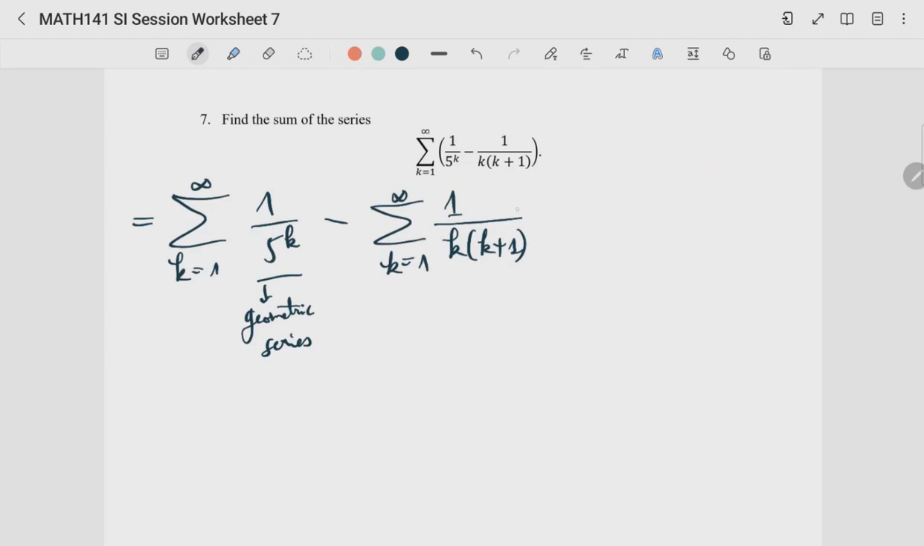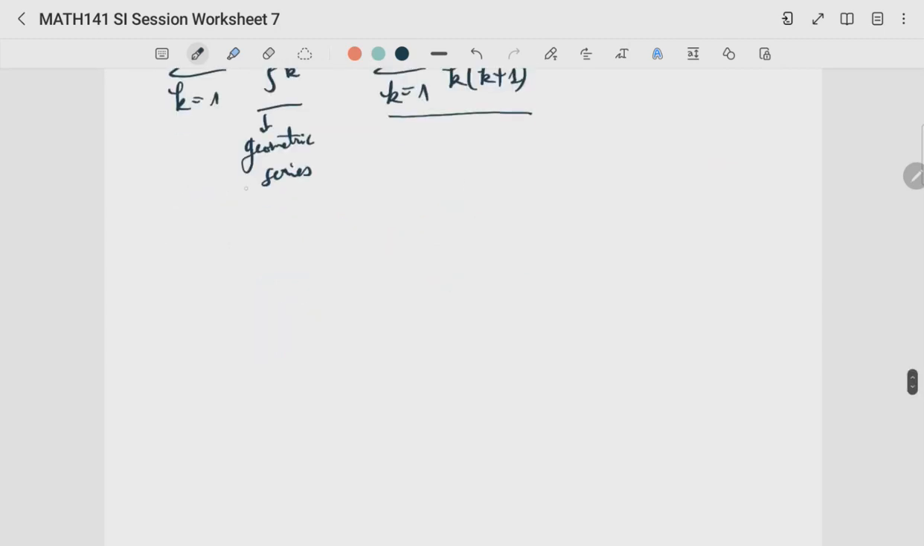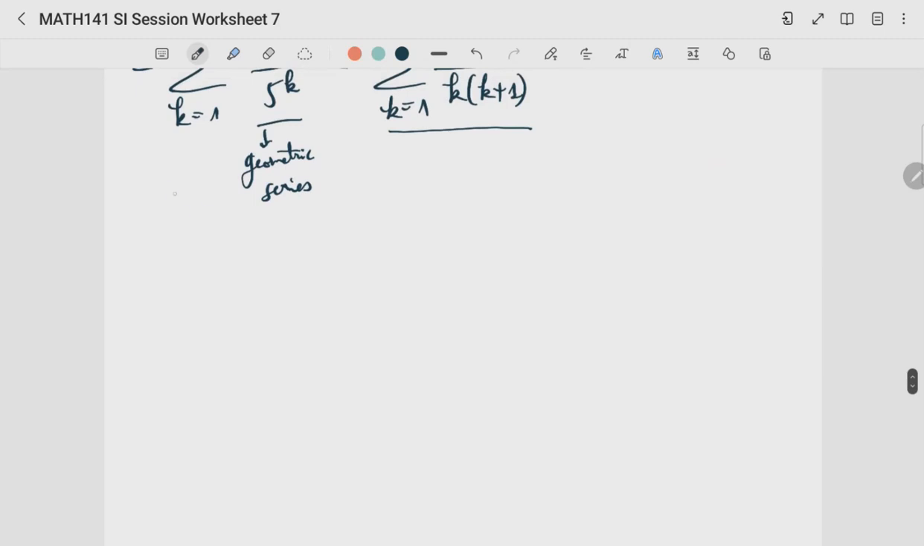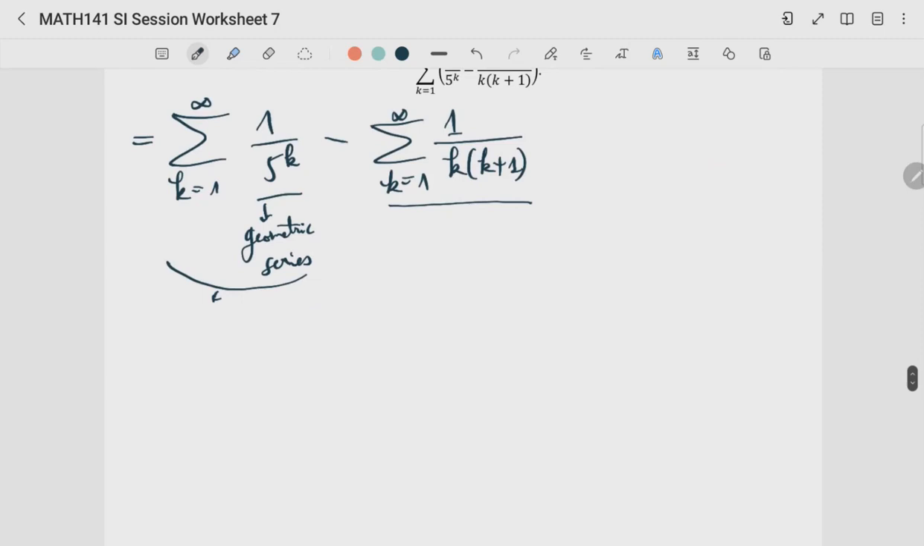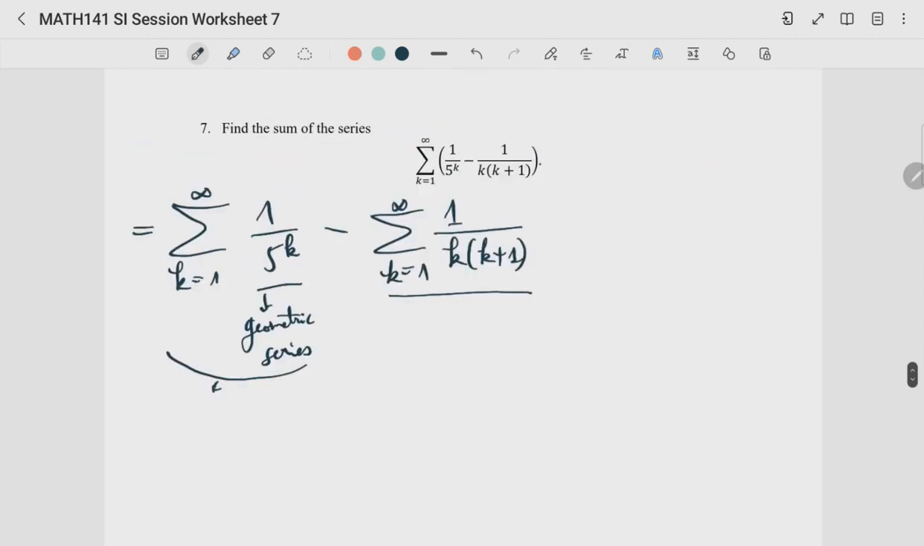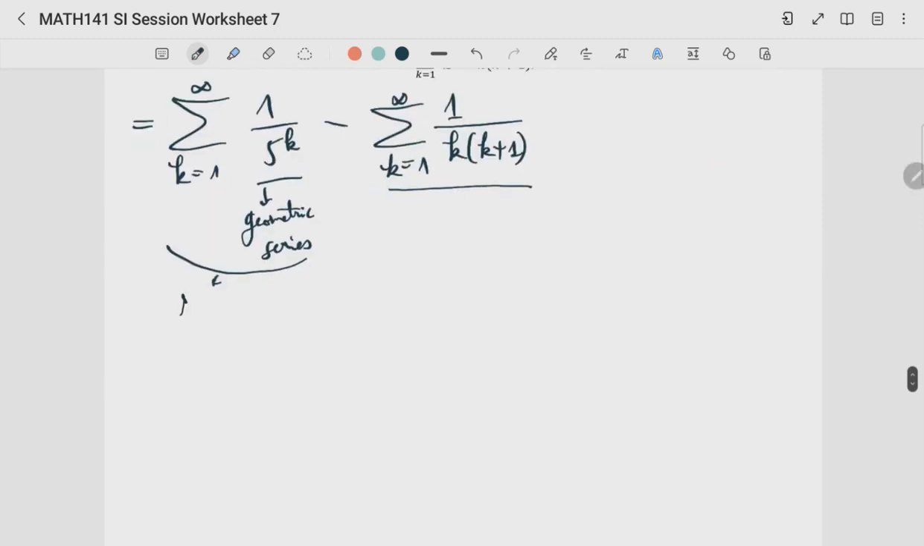Here we have a series with a quadratic expression in the denominator, which means that we will be using partial fractions to find this sum. But for the geometric series, the first one, we know that to find the sum, first we need to determine, is the series converging? Well, r is equal to 1 over 5. And the absolute value of r is 1 over 5, which is less than 1. So it is converging, right?